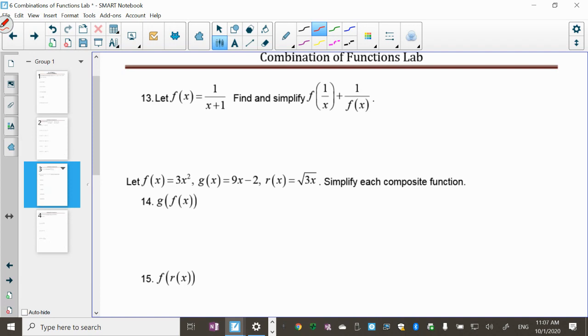So the first one says I'm going to do f of 1 over x. So that's going to go right in that spot right there. So when I do that first one, it's 1 over x plus 1. I know it's ugly. Then they want us to add, okay? Then they want us to do 1 over f of x. So there's my 1. My f of x is this entire function. That whole thing is going to go down there, okay? So I'm going to do that. 1 over x plus 1. Now I know it's ugly, okay?